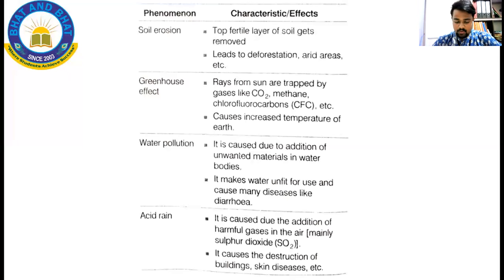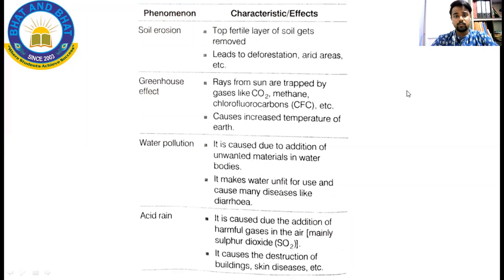Very good, very good. Soil erosion, greenhouse effect, water pollution, acid rain. That's the correct answer. Very good. So now we will study each and every one of them.